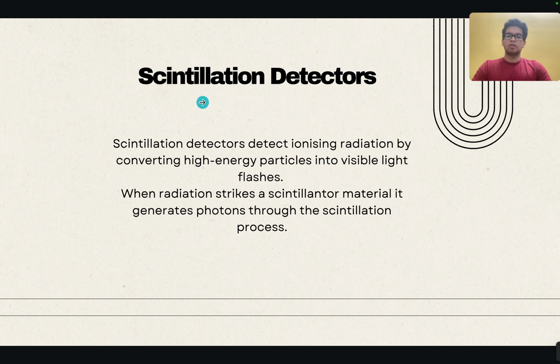Okay, so let's talk about scintillator detectors. Scintillator detectors are a type of radiation detectors which work by first converting the high energy radiation into lower energy visible flashes, and these flashes are then recorded by the detector and outputted as electrical pulses.